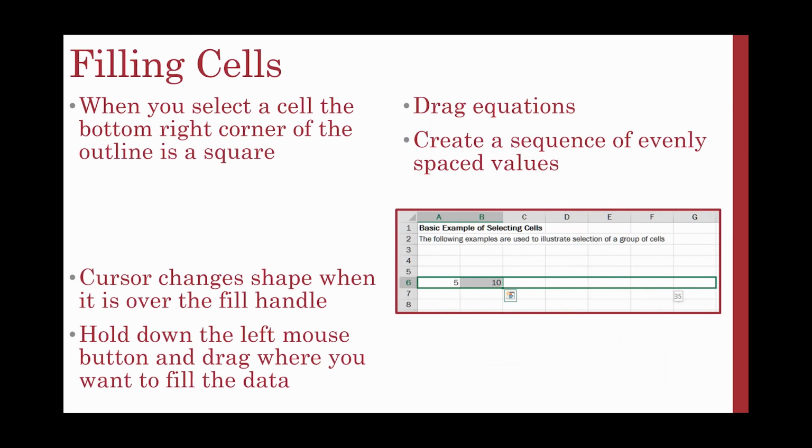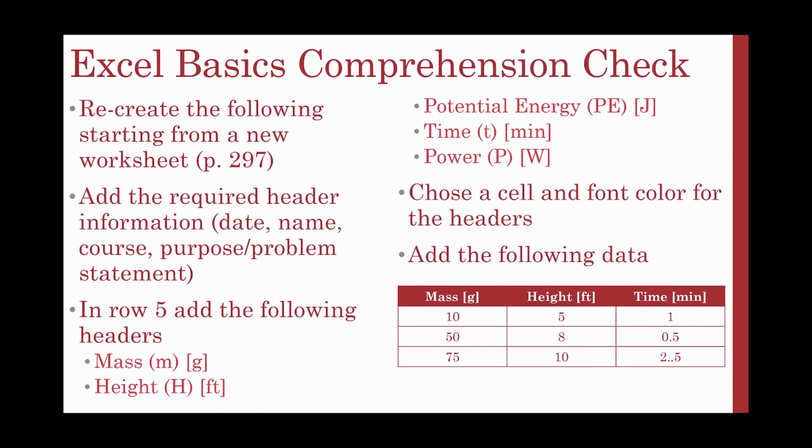Filling the cells: when you select a cell, the bottom right corner of the outline turns into a square. That is your fill handle. If you grab that, your cursor is going to change, and if you hold your left mouse button down and drag, you can fill in your data. This allows you to drag equations. It also creates a sequence of evenly spaced values. For example, if I have 5 and 10, it'll keep going with 15, 20.